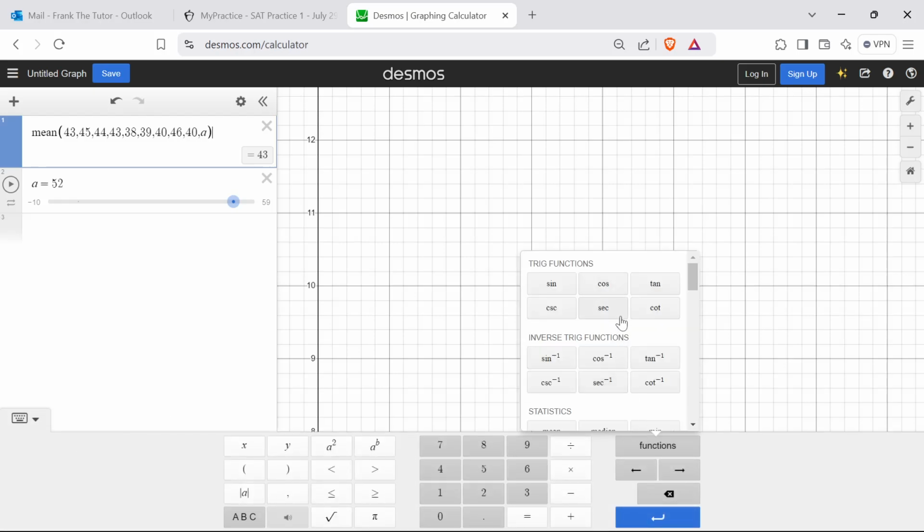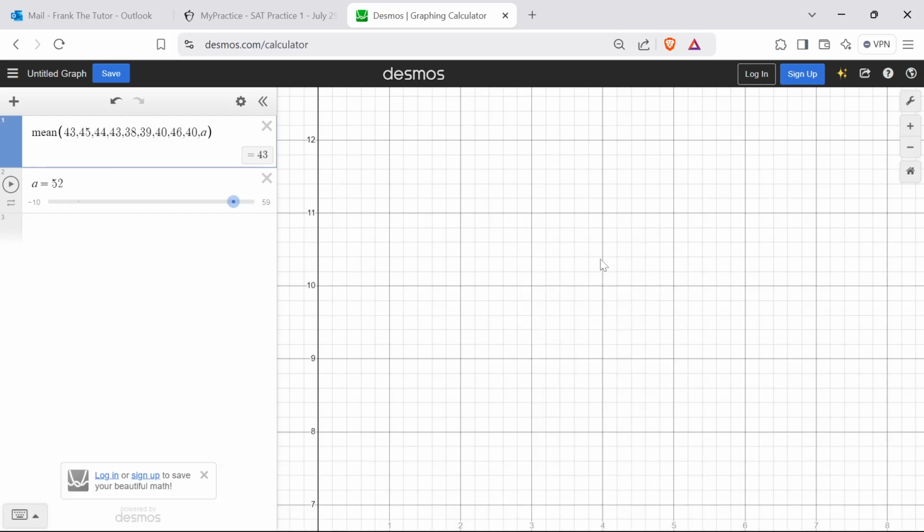Let me see, does it have mode? Mode means whichever one appears the most times. If more than one appears the most times, then it's got multiple modes. And if none appear more than once, it's got no mode. But there is no mode in those functions. So you just have to look and see which one repeats the most. But anyway, this answer is 52.